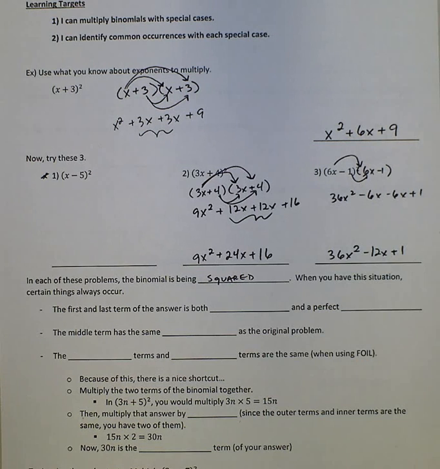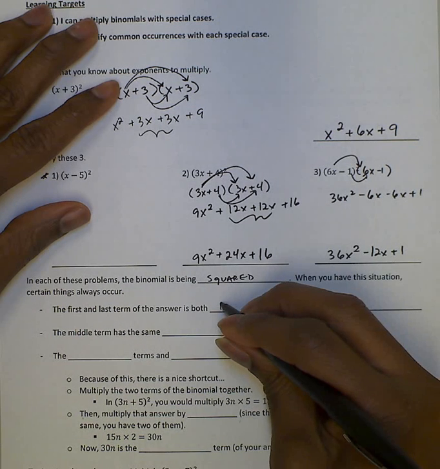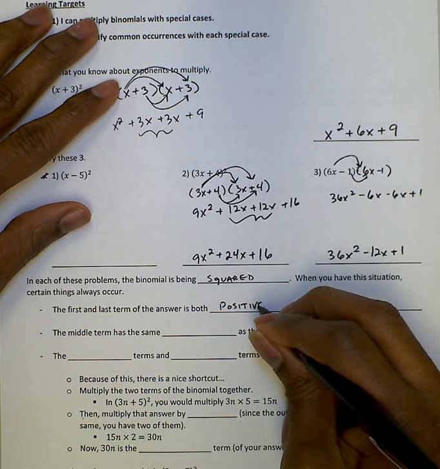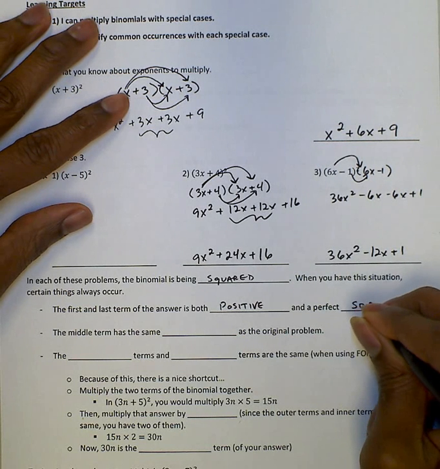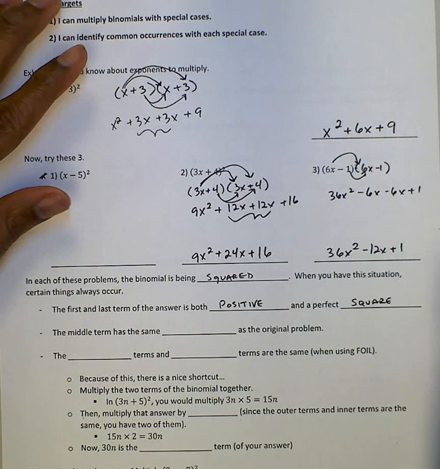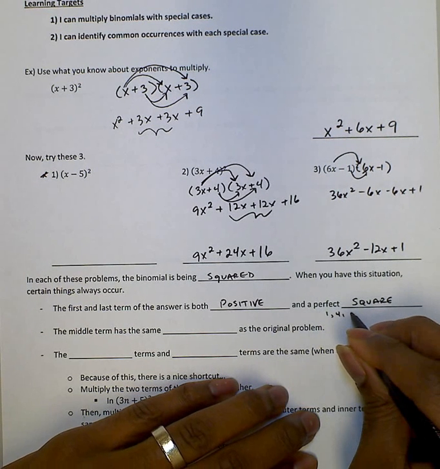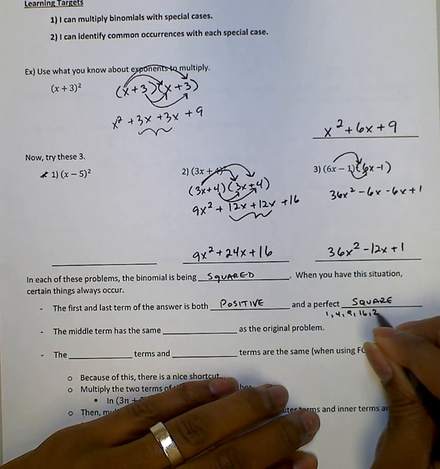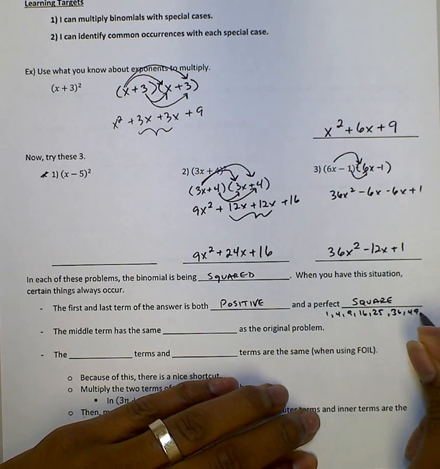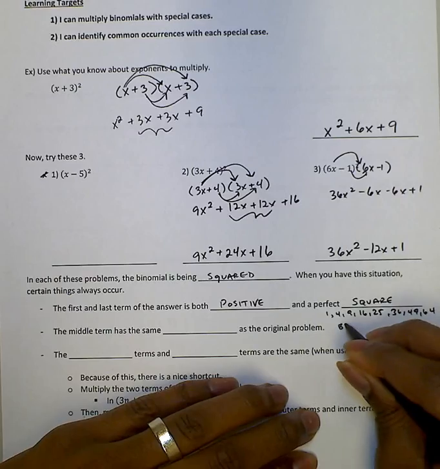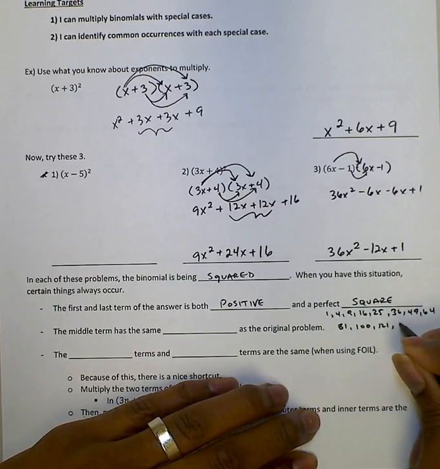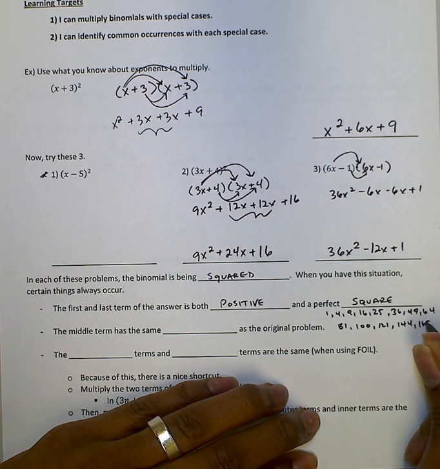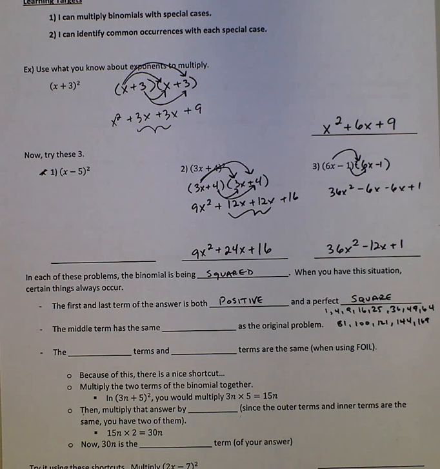When you have this situation, certain things always occur. The first and last terms of the answer are both positive and a perfect square. Perfect squares, remember those numbers, just in case you don't know what they are: 1, 4, 9, 16, 25, 36, 49, 64, 81, 100, 121, 144, 169, 196. You should know those kind of off the top of your head. We'll do a little bit more with those later.